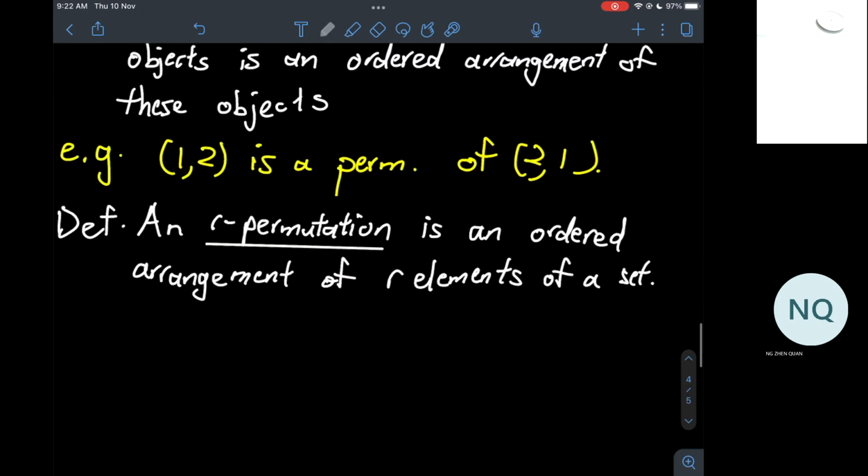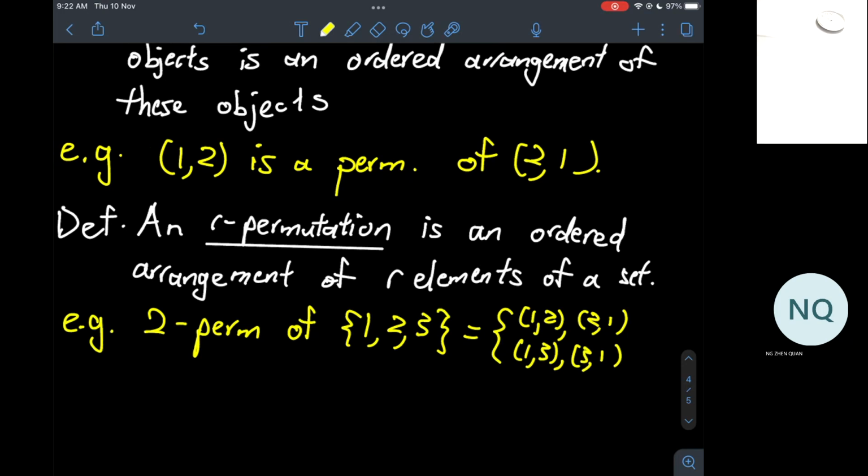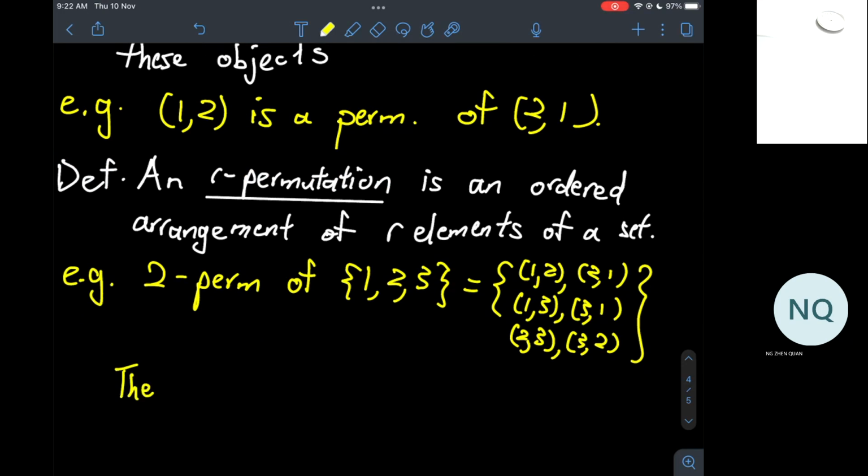Let's look at an example. For example, 2-permutations of the set containing 1, 2, and 3, a 3-element set. So what are the elements here? We've got 1, 2; 2, 1; 1, 3; 3, 1. What else? 2, 3; 3, 2. So what's the cardinality of the set? 6. Good.